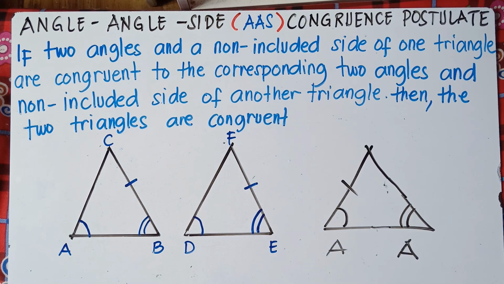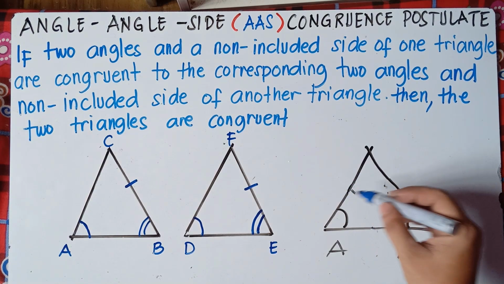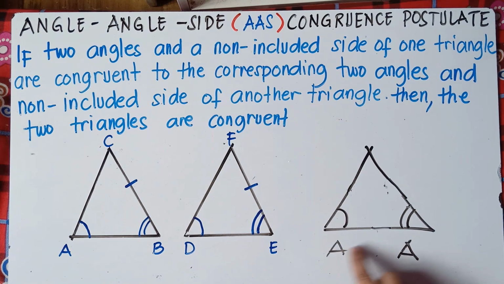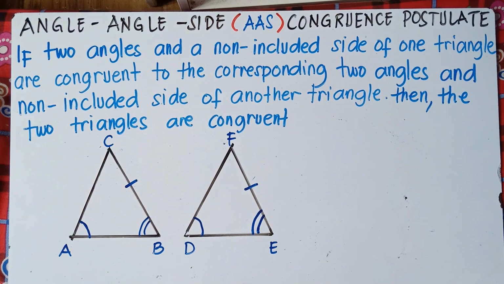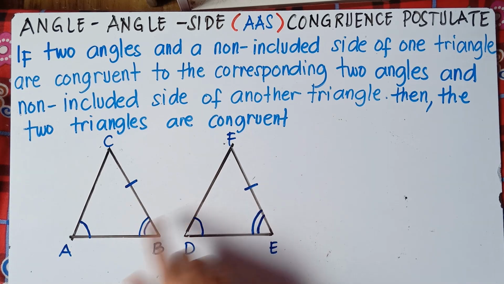But you need to be careful with this one, because the non-included side depends on the given markings where you put it. Let's do an example for you to really understand this one. Check out the non-included side. Why is it non-included side? Because it is not between these two angles.